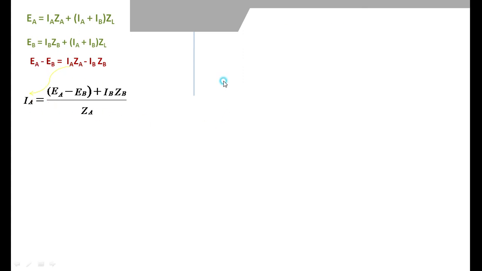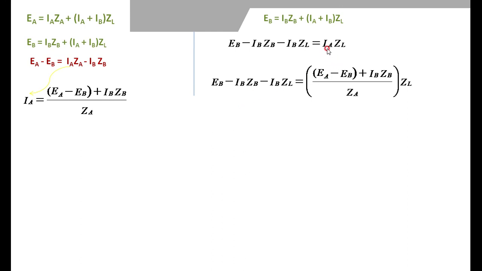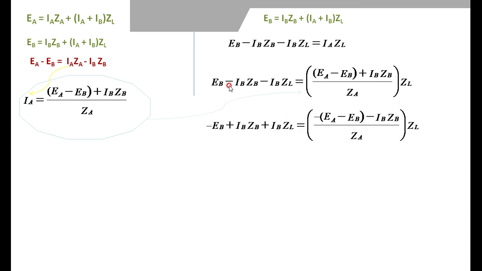Keep it one side. Next I take the second equation, EB is equal to IB ZB plus IA plus IB into ZL. Now I calculate the value of IB. I take all the B parameters to the left hand side: EB is there, IB ZB on the left hand side, and IB into ZL from the right hand side I bring to the left hand side, minus IB ZL, equal to I ZL. Then once again, I substitute the value of I here. Taking the negative sign throughout, that is minus EB, this becomes plus, this becomes plus, this becomes negative, this becomes negative.